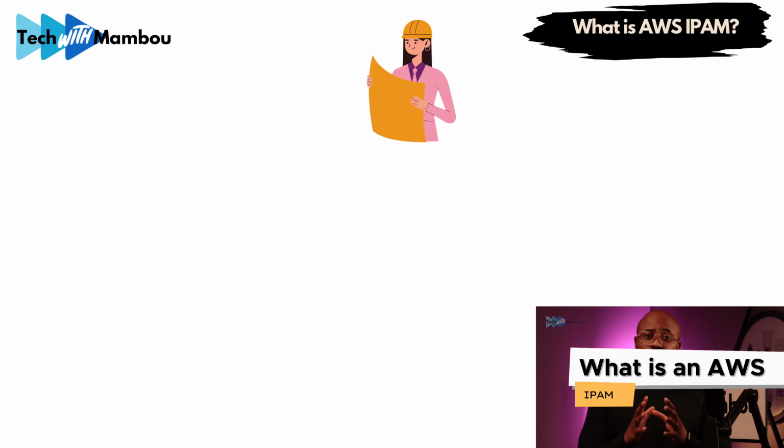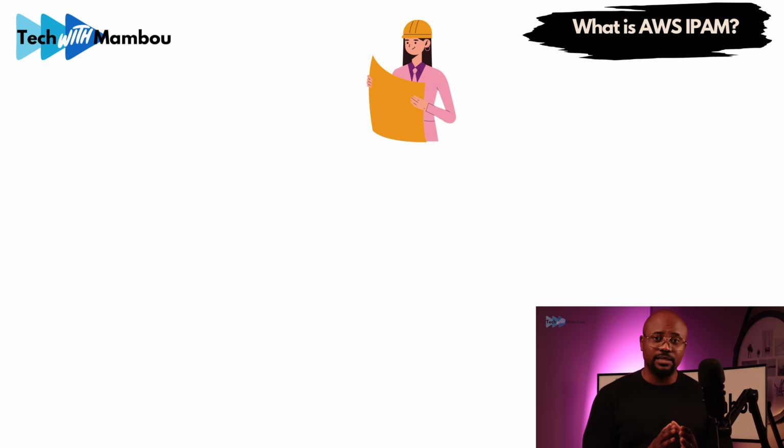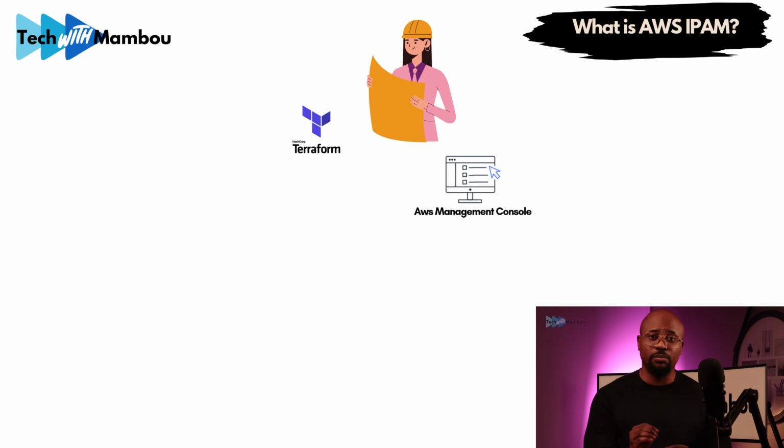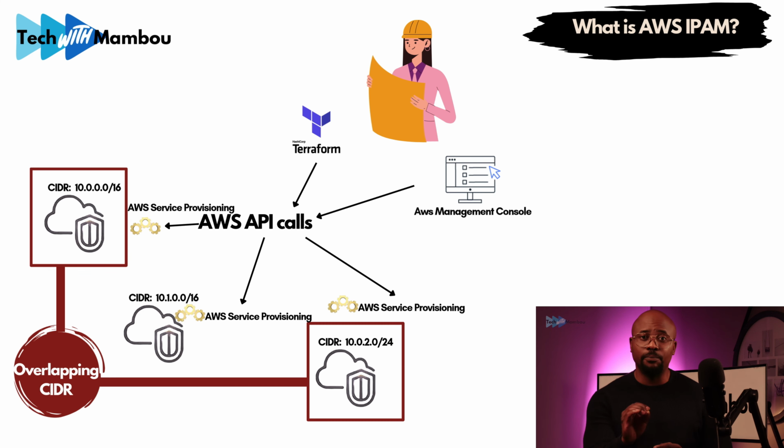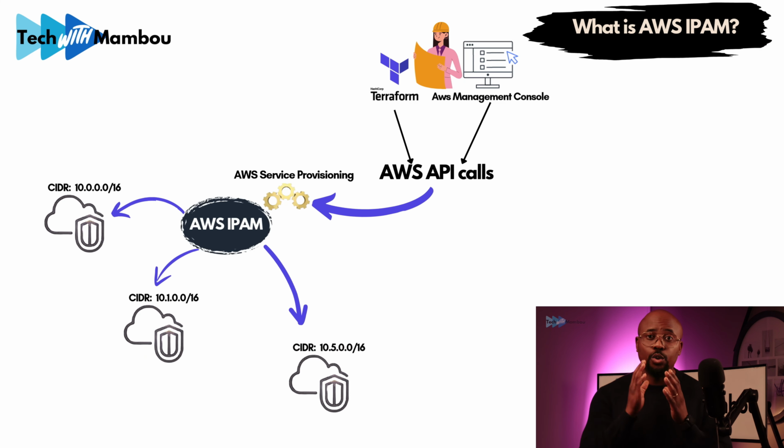Without further ado, what is an AWS IPAM? AWS IPAM is a service that provides centralized management for IP addresses across your AWS environment. It's designed to help organizations manage IP addresses efficiently by giving them a single, unified view of all IP spaces. Whether you are dealing with VPCs in multiple regions or handling IPv6 allocations, AWS IPAM simplifies these tasks, reducing the risk of conflicts and IP exhaustion.